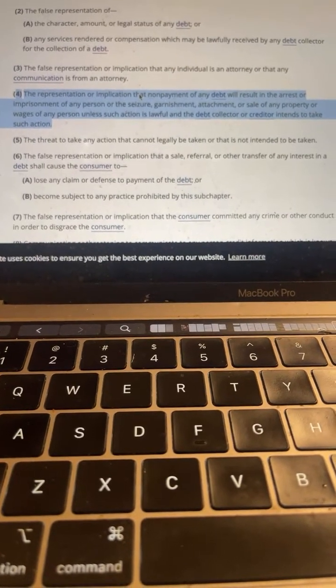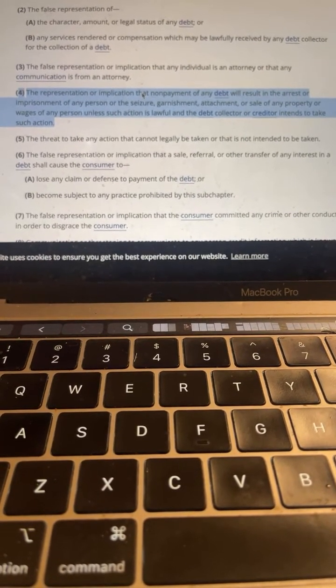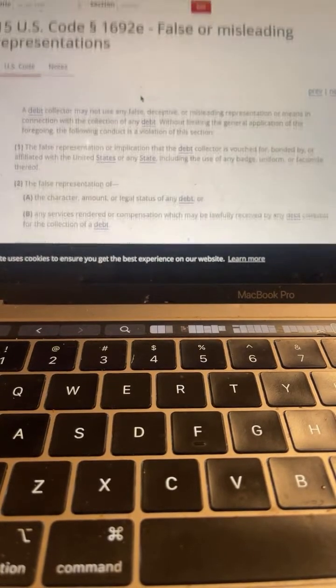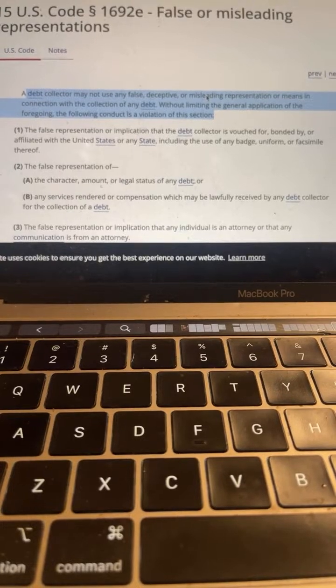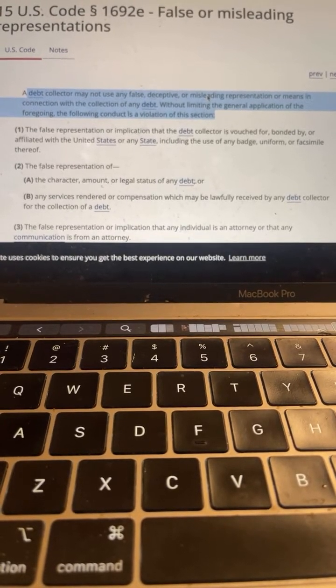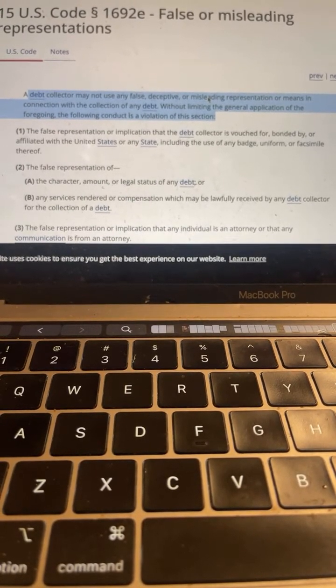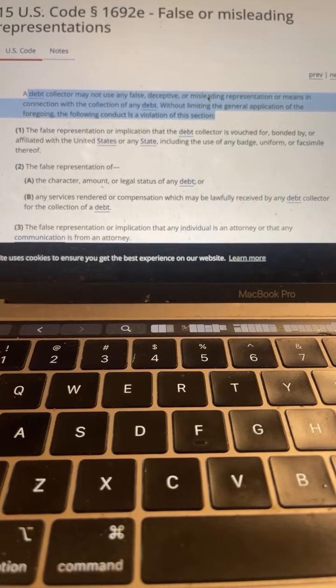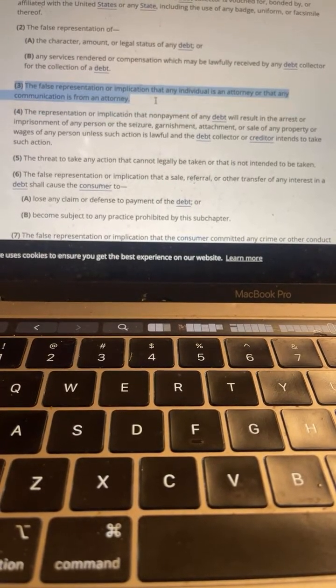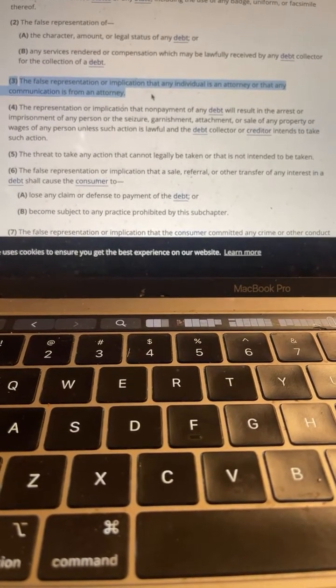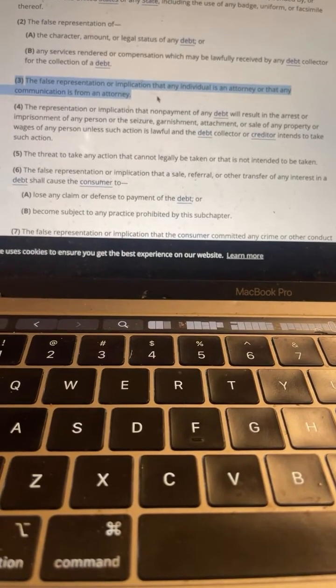Then we continue. There are many different violations that you will find in 15 U.S.C. 1692e. Right here it states a debt collector may not use any false, deceptive, or misleading representation or means in connection with the collection of any debt, without limiting the general application of the foregoing. Also right here, if there's an attorney representing any of these companies, this is what shuts down, and has shut down, many cases.